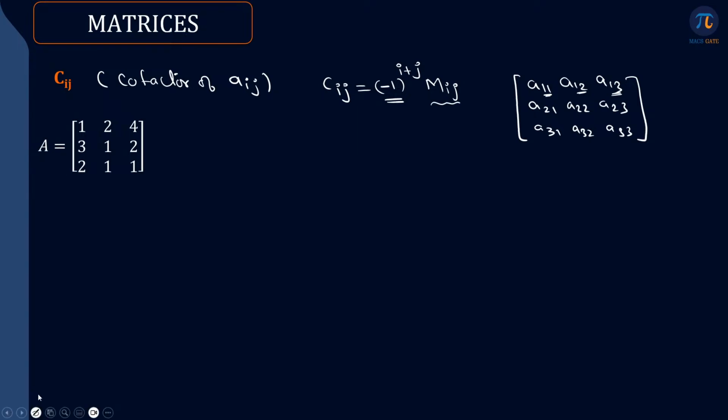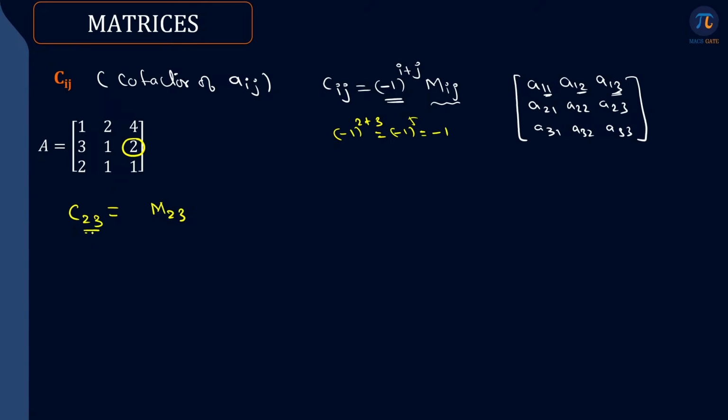So let us see how to find cofactors of a few elements. For example, let us find cofactor of this second row, third column element. So it is a signed minor. Obviously, M23 will be there with a sign. What is that sign? 2 plus 3 is odd. It is like minus 1 power 2 plus 3, which is minus 1 power 5, which is minus 1. But don't waste time.